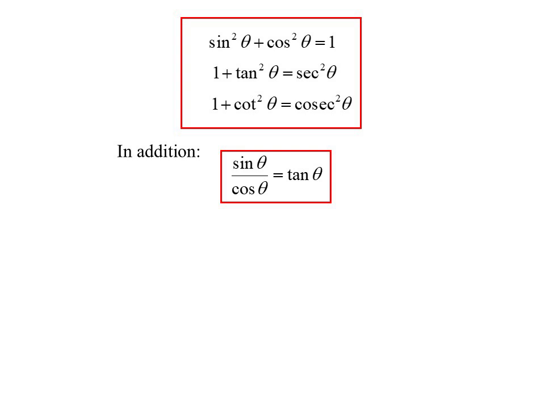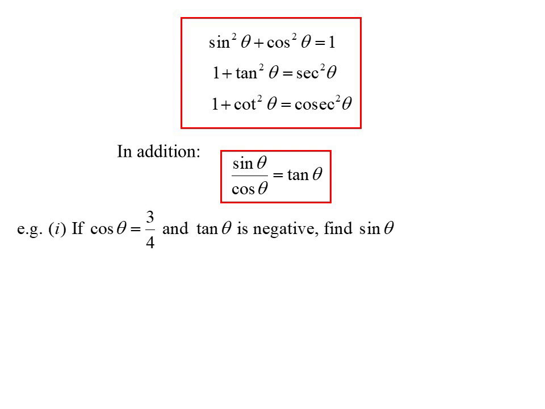The other thing that comes in handy, it's not a Pythagorean trig identity, but it is a nice relationship. And I in fact used it to go and show some of these, that sine divided by cos is the same as the tan ratio. So that's just a relationship that can come in handy as well.